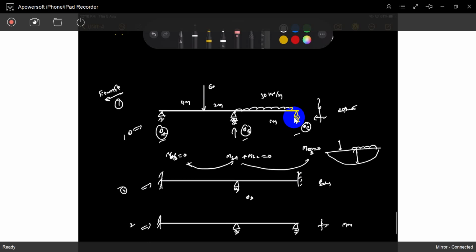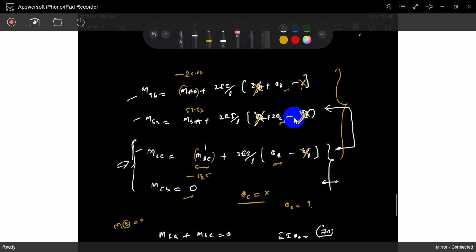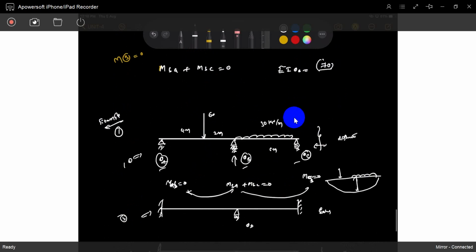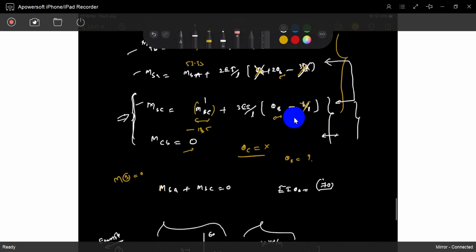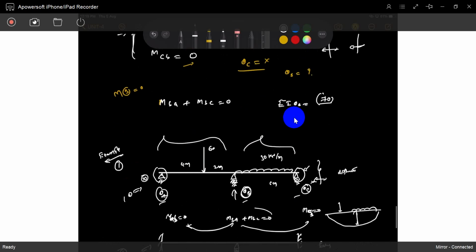But if you see modified equilibrium equations, this is also a free end. This is a free end. So you will write modified equilibrium equations for this AB span and BC span. You consider theta C eliminated, theta A eliminated, only theta B is there. So you will reduce three indeterminacies into only one by writing modified equilibrium equations. Are you getting? Only one equilibrium equation is sufficient to solve this problem.